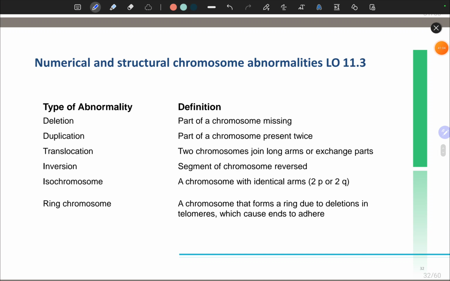For the structural abnormalities, we have these definitions. These are important for you because if you just remember the definition, you are not mixing it up with another definition. So we have deletion, which is when part of the chromosome is missing. Duplication, when part of the chromosome is twice or duplicated. Translocation, so 2 chromosomes join or exchange parts, so the position of certain parts of the chromosome is changed. Inversion, a segment of the chromosome is reversed.